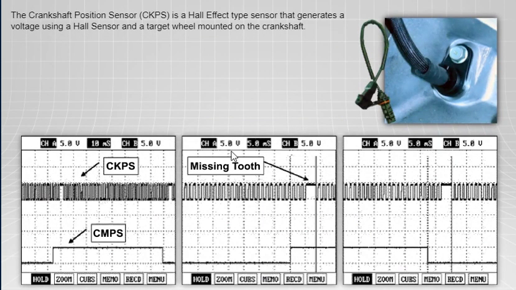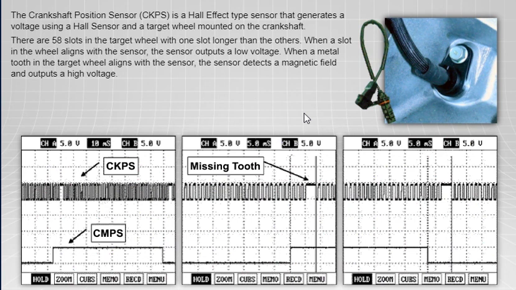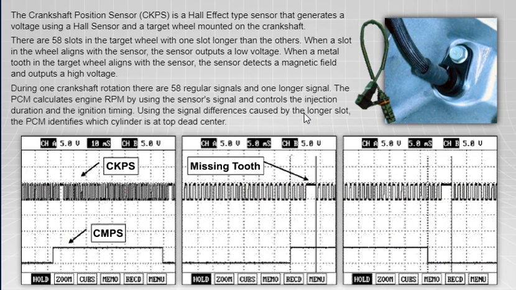The crankshaft position sensor, or CKPS, is a Hall effect type sensor that generates a voltage using a Hall sensor and a target wheel mounted on the crankshaft. There are 58 slots in the target wheel, with one slot longer than the others. When a slot in the wheel aligns with the sensor, it outputs a low voltage. When a metal tooth in the target wheel aligns with the sensor, it detects a magnetic field and outputs a high voltage. During one crankshaft rotation, there are 58 regular signals and one longer signal.